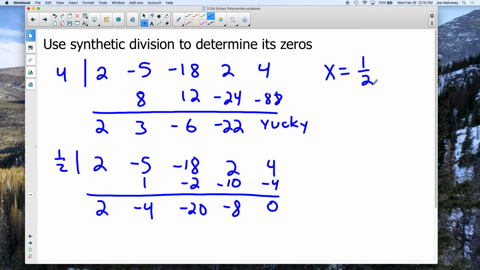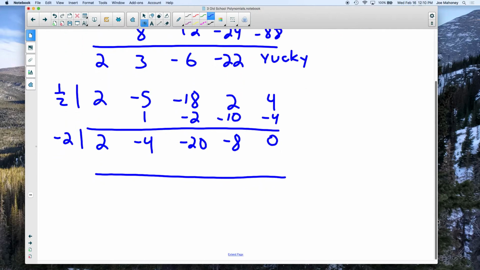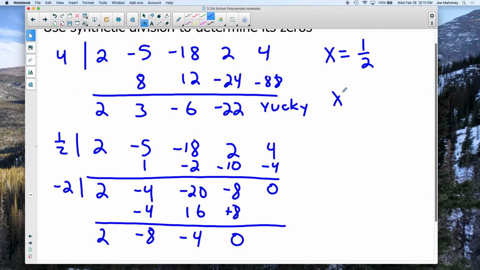Let's keep trying. Maybe I'll try some of these negative numbers. I'll try like a -2. Let's see what that looks like. Need a little bit more room here. Let's see. Bring down my 2. Negative 2 times 2 is negative 4. There's a negative 8. Here's a positive 16. That gives me a negative 4. Oh, look at this. Negative 2 times negative 4 is positive 8. I get a 0. That's really cool. This tells me that x equals -2 is another one of my zeros.